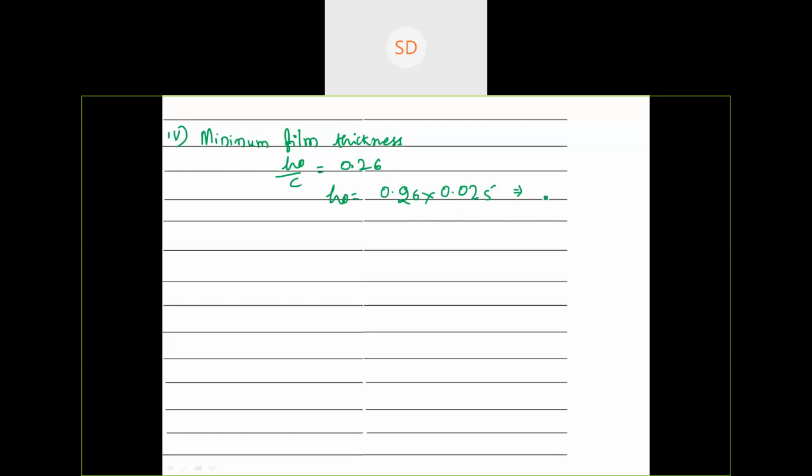So someone calculate. So how much? 25 into 25, that is 625. Okay, I think you're going to get 0.00, okay, 6.5, right? This is in mm. Let it be. Next, you need to find out heat generated.